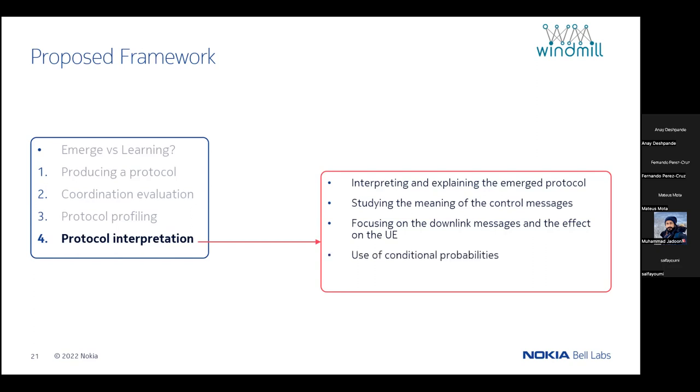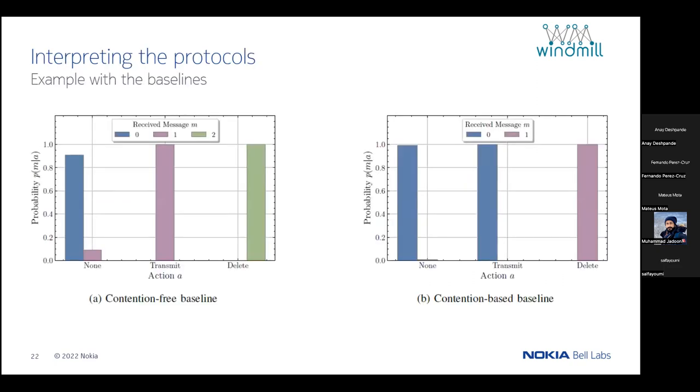To do this, we use a very cutting-edge technique, which is called conditional probabilities. To explain how we can do this, I was looking at the conditional probabilities. We are drawing here the conditional probability of, given that the action is taken, the probability that a message was received. By looking at the baselines, it's very easy to understand. For example, message two is clearly the acknowledgement because it leads to a deletion. And message one is really the scheduling grant because it leads to a transmission.